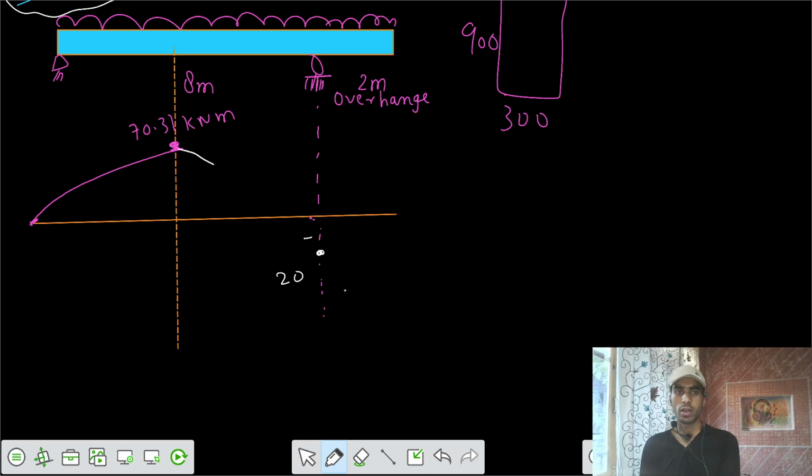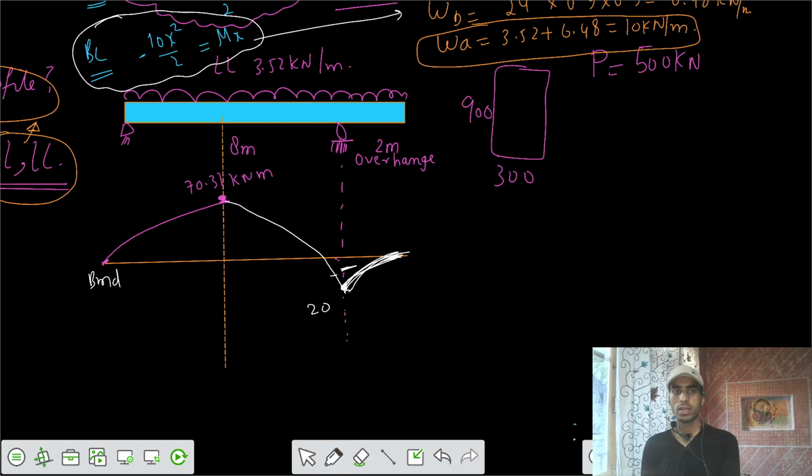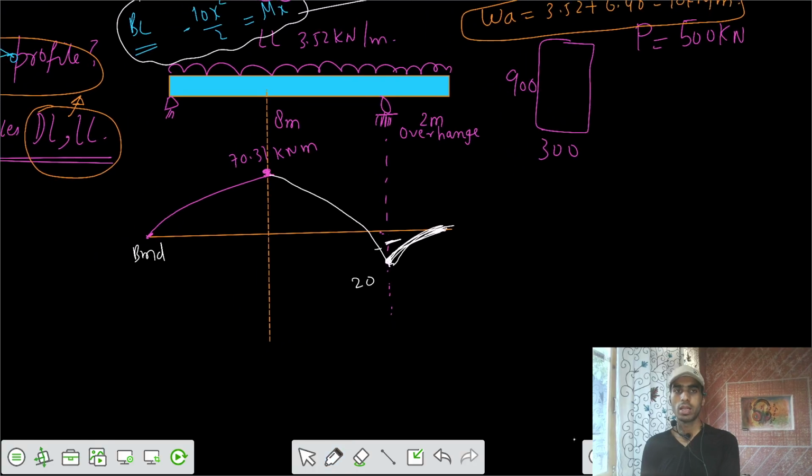So I have to join now in this way. After that, it goes to 0. Because the equation is parabolic, we have the diagram in this fashion. This is your BMD. This is BMD. So your profile of the cable should be similar to that, but in the opposite manner.